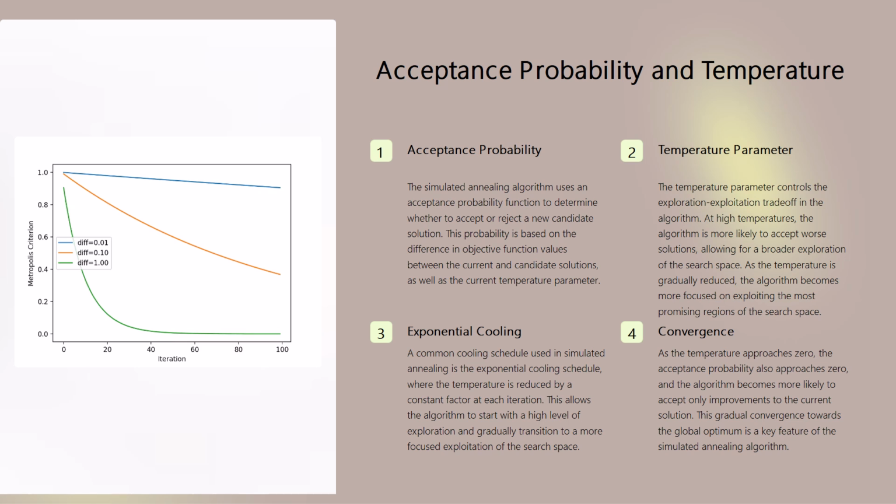4. There's convergence. As the temperature approaches zero, the acceptance probability also approaches zero, and the algorithm becomes more likely to accept only improvements to the current solution. This gradual convergence towards the global optimum is a key feature of the simulated annealing algorithm.